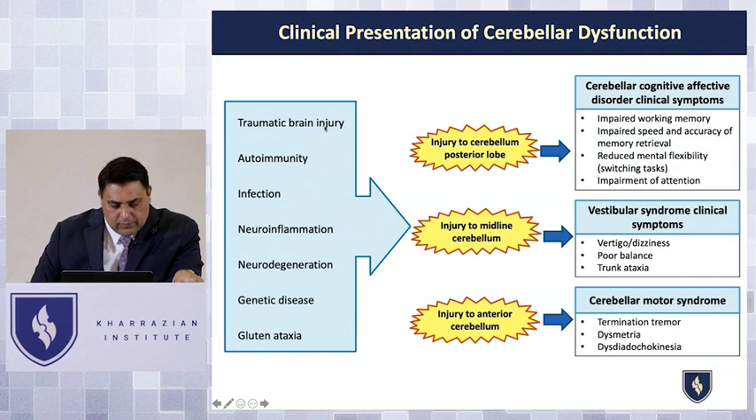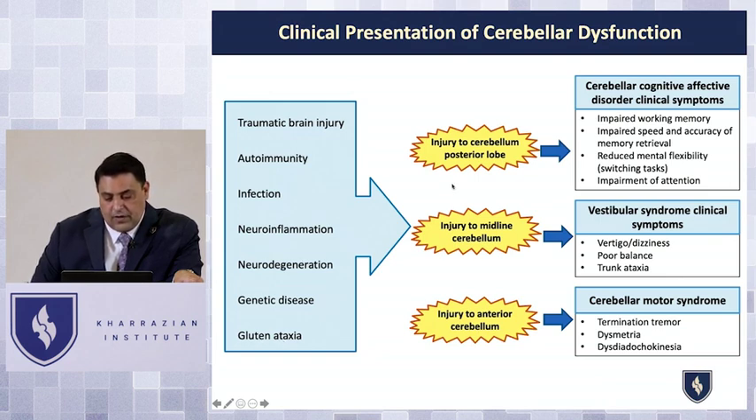changes. Now, things like traumatic brain injury, autoimmunity to the cerebellum is very, very common, especially with Hashimoto's people. Remember, thyroid antibodies have been shown to cross-react with the cerebellum. We talked about that in the Hashimoto's course. Infections, inflammation, neurodegeneration, gluten ataxia, gluten antibodies have been shown to directly cross-react with the cerebellum.